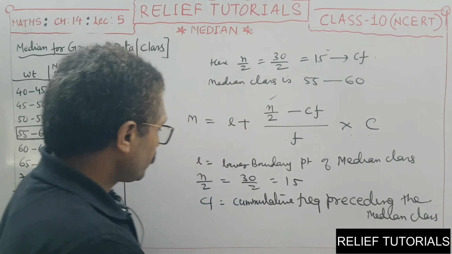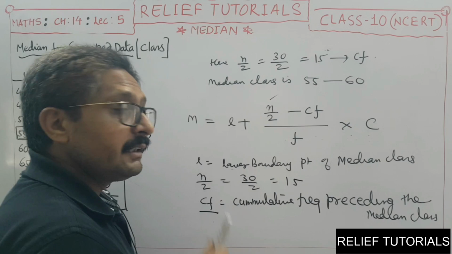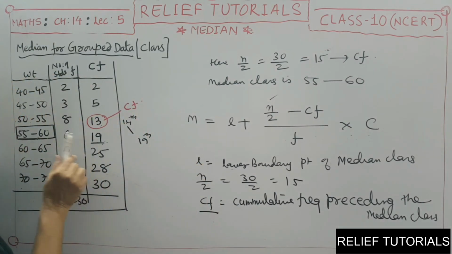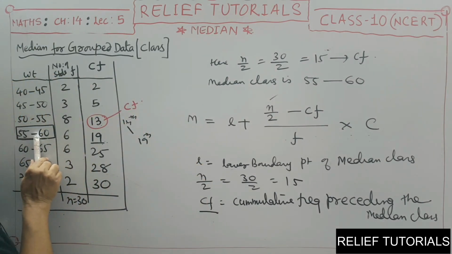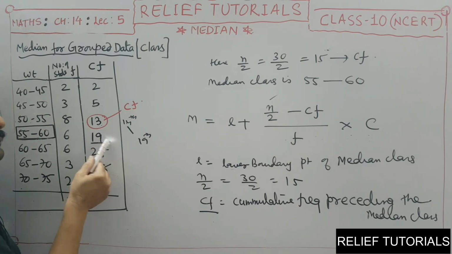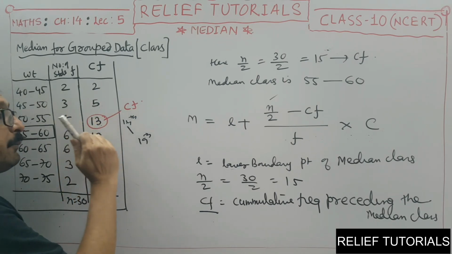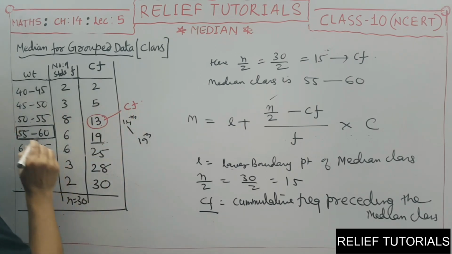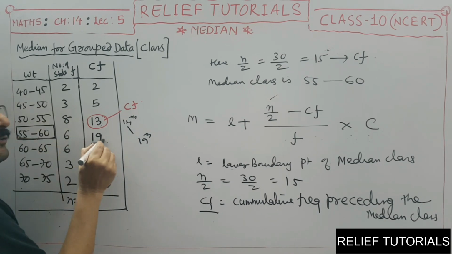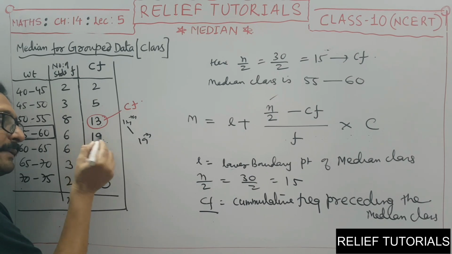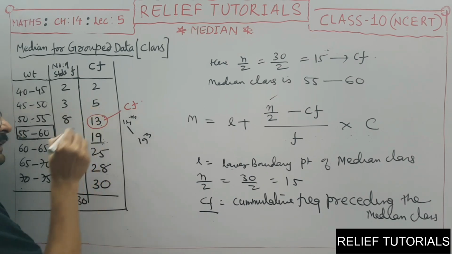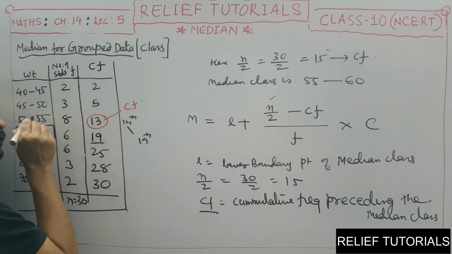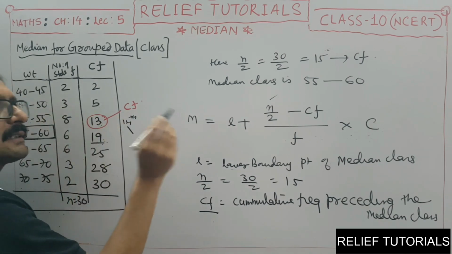Have you got it? What is CF in our formula? CF is not the cumulative frequency of the median class. It is the cumulative frequency preceding the median class, above the median class. So this is the median class, its cumulative frequency is 19. So this is not CF. You have to take the cumulative frequency preceding the median class. इसके ऊपर का जो क्लास है उसकी क्यूमुलेटिव फ्रीक्वेंसी हमें कंसीडर करनी है.